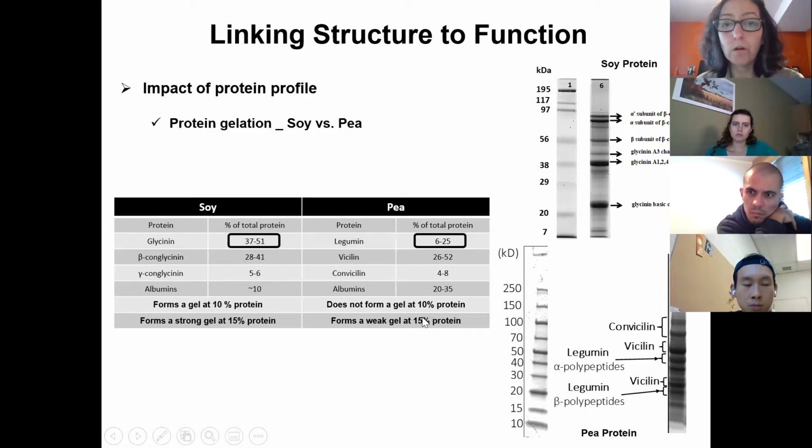And why is this important in terms of gelation? Because glycinin has the sulfhydryl groups. The legumin, that is, also has the sulfhydryl group. Vicilin lacks sulfhydryl groups. So if we look at the least gelation concentration for soy, it is 10, but it forms a nice gel at 15. But for pea, it does not form a gel at 10%. It forms a weak gel, if even, at 15%. But if we want to form a nice gel of pea, it is at 20%.